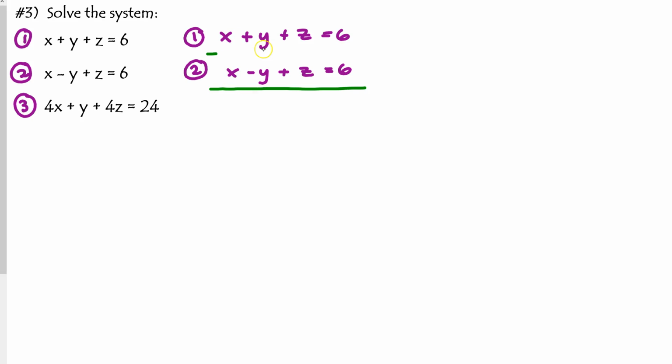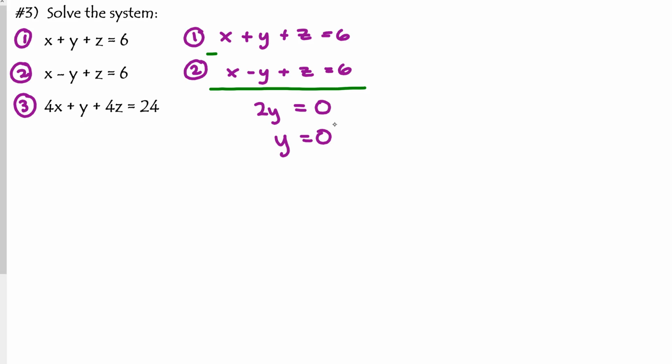So x minus x is eliminated, y minus negative y gives us 2y, z minus z is eliminated, 6 minus 6 is 0. Okay, it's all right to have 0 over there, and it's all right to divide 0 by 2 and get 0. 0 is still a number. So that doesn't mean you have a contradiction, that just means you have the number 0.